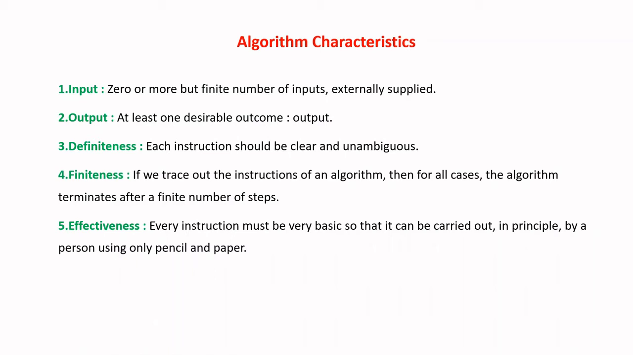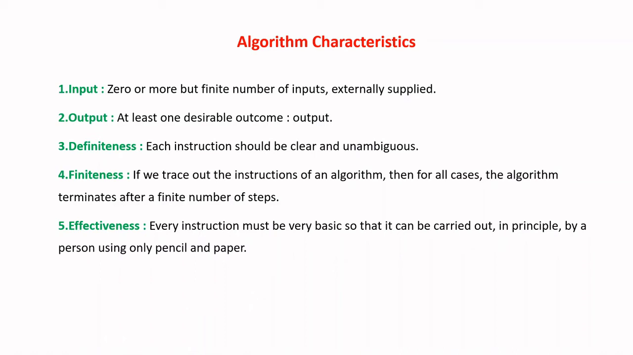What is the second characteristic? Second characteristic is output. Any algorithm should produce at least one output and that output should be the desirable output. Means it is not like any type of output, it should be desirable output. The third characteristic of an algorithm is definiteness. Each instruction should be clear and unambiguous. Means whatever instructions are present in an algorithm, all instructions should be unambiguous.